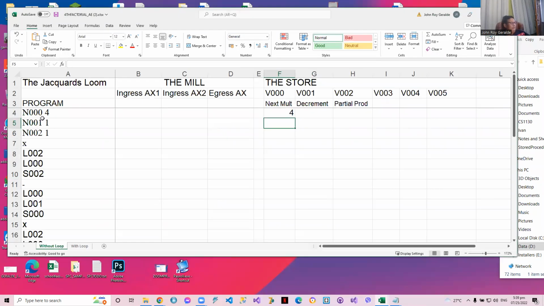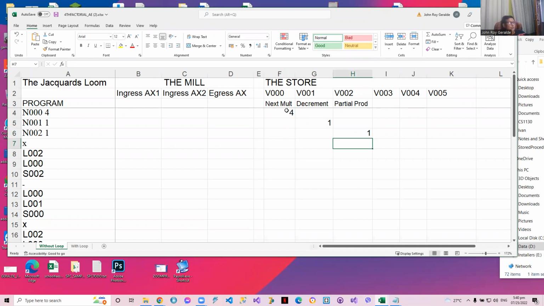So anyway, let's go back. When you say N004, this is an assignment statement. Variable 0 is assigned a value 4. We are using this variable as our next multiplier because in the fourth factorial we multiply, no? And then the constant decrement N001 is 1. This will be our decrement each time we pass through the loop. The first one we take 4 minus 1, then 3 minus 1, then 2 minus 1 until we reach 1 minus 1. And this is our partial product, which is initially 1.